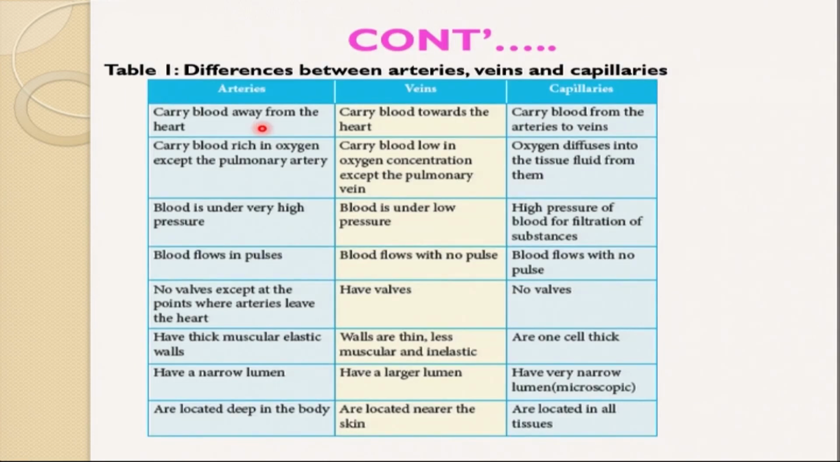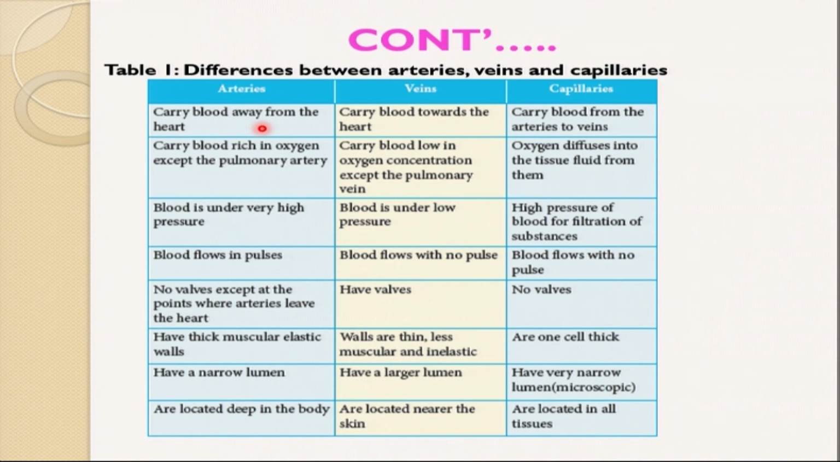Let's have a summary diagram that summarizes the differences between arteries, veins, and capillaries. Number one: arteries carry blood from the heart, veins carry blood towards the heart, and capillaries carry blood from arteries to the veins. Number two: arteries carry blood rich in oxygen, meaning oxygenated blood except the pulmonary artery, while veins carry deoxygenated blood. In capillaries, oxygen diffuses into tissues and fluids.